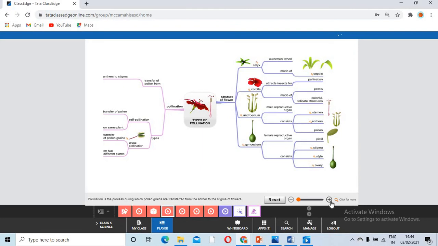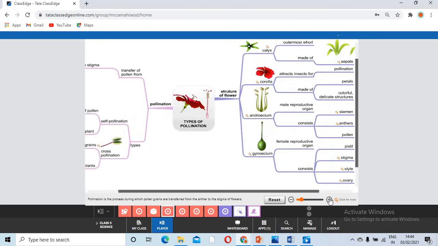This is the most self-explanatory. I want you to see this. First, let us see the structure of the flower. You concentrate on your right hand side. Structure of the flower. Here you have given a hibiscus flower. Okay. Now, please think of the hibiscus flower.